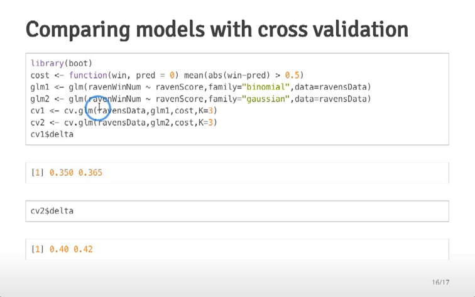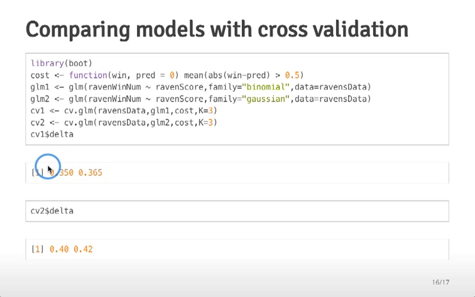So then what I can do is use the cv.glm function, which is in the boot package. I pass it the data set that I'm using and the GLM function that I want to evaluate, and then I tell it the number of folds to perform. So in this case, I tell it to perform 3-fold cross-validation. So I calculate this for each of the 2 different models, and then I can look at the delta term to see what the cost is for each different model.